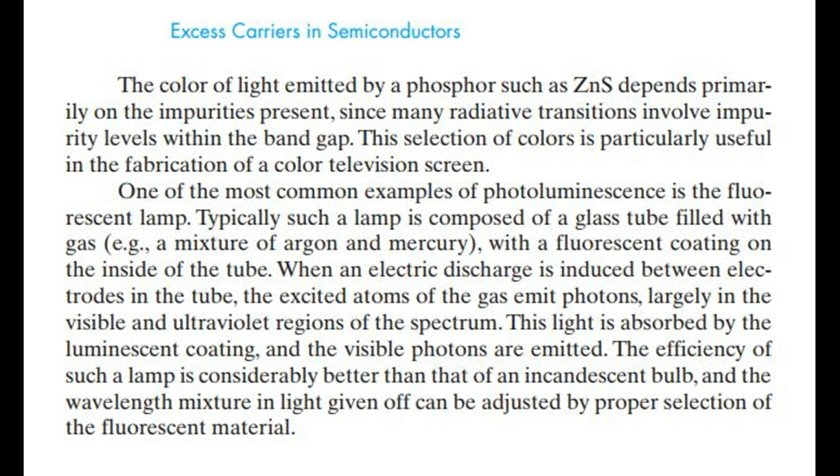Typically, such a lamp is composed of a glass tube filled with gas, for example, a mixture of argon and mercury, with a fluorescent coating on the inside of the tube. When an electric discharge is induced between electrodes in the tube, the excited atoms of the gas emit photons, largely in the visible and ultraviolet regions of the spectrum. This light is absorbed by the luminescent coating, and the visible photons are emitted.